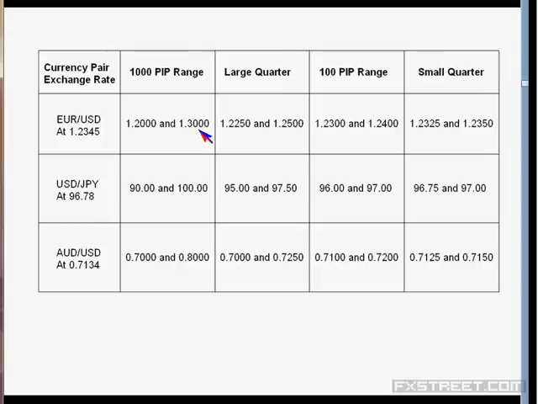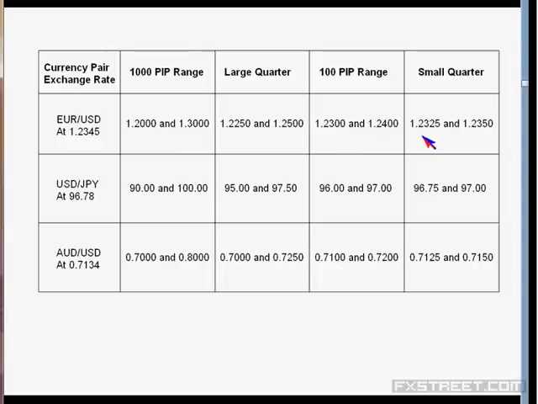Which large quarter is the euro-dollar exchange rate at $1.2345 trading within? That would be the large quarter between $1.2250 and $1.25. Now let's zoom in even further. What would be the 100 pip range? At $1.2345, the euro-dollar currency pair is trading between $1.23 and $1.24. Those are the whole numbers that define the 100 pip range there.